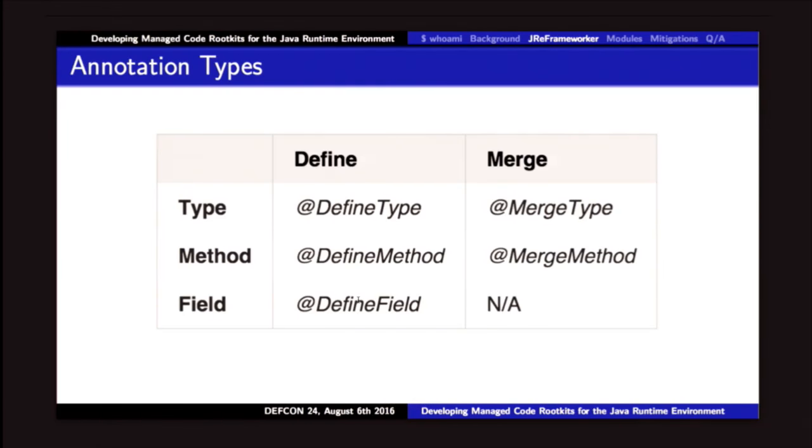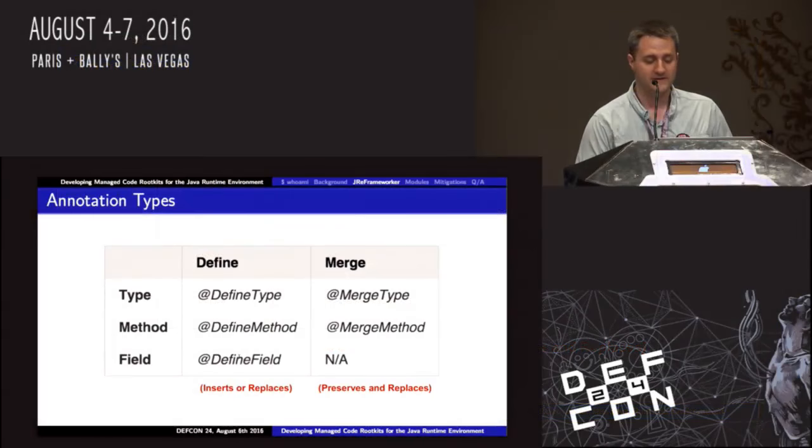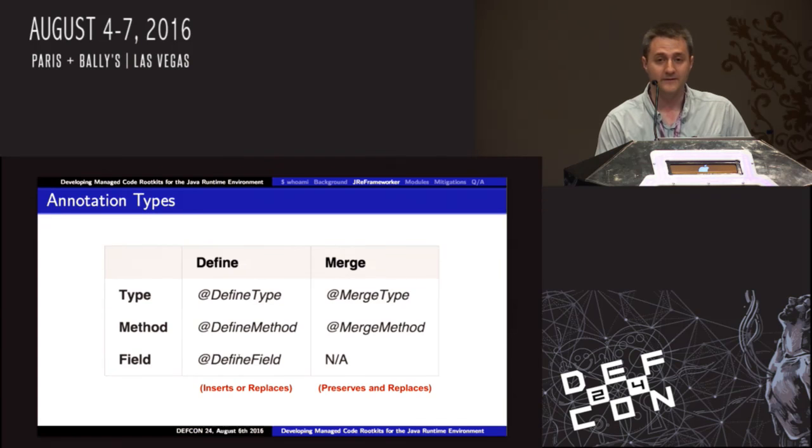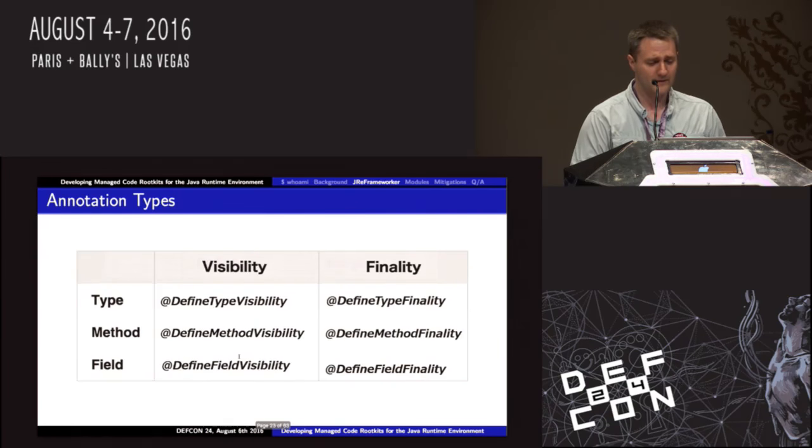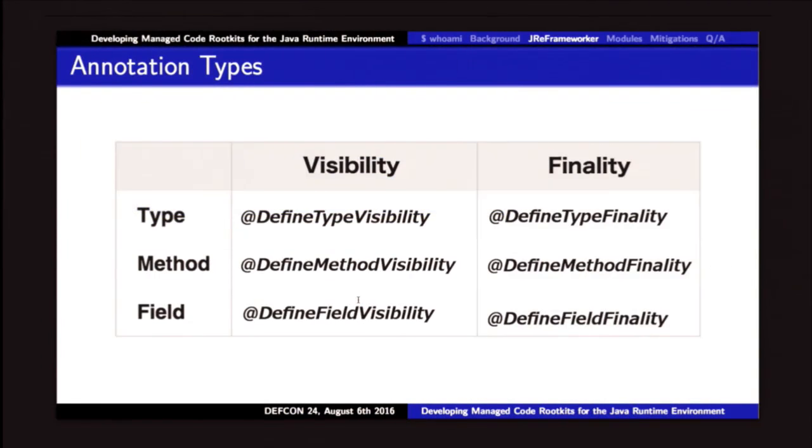We have quite a few different annotations, not too many actually. There are two main types: define and merge. A define type inserts or replaces the old behavior, because sometimes you want to completely blow it away and replace it with something new. But sometimes you want to preserve the old behavior, maybe hook into it or add a subtle difference, but then behave like normal in other cases. That's what the merge type is. You can put these on a class, a method, or a field. We can also control the qualifiers on things, so if a class is final and you can't extend it, you can just say nope, and then extend it.